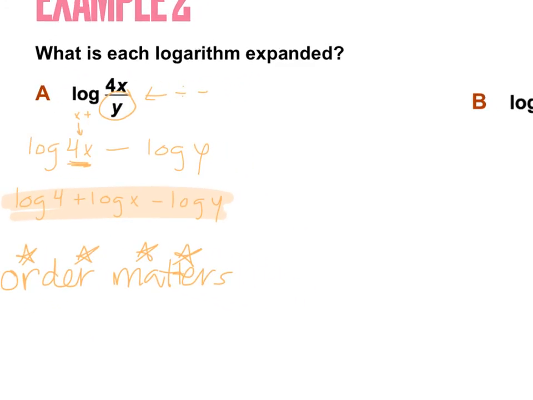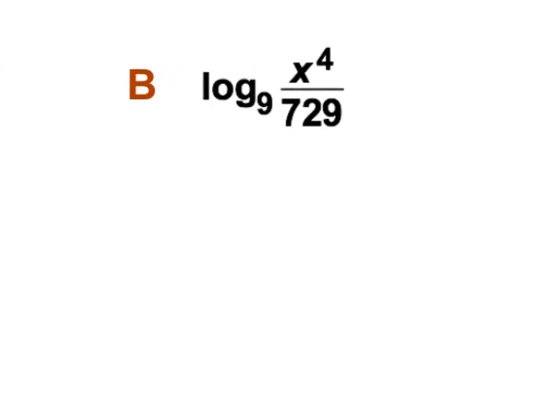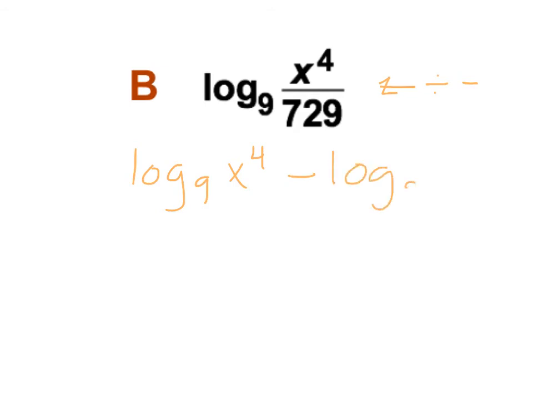All right, let's go to example B. So here, they're being divided, and we know division goes with subtraction. So we're going to break this up into log base 9 of x to the 4th power minus log base 9 of 729.